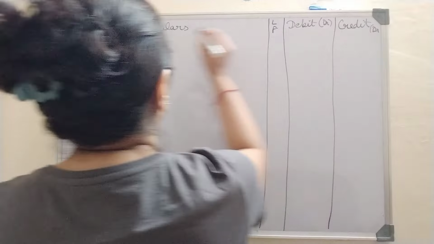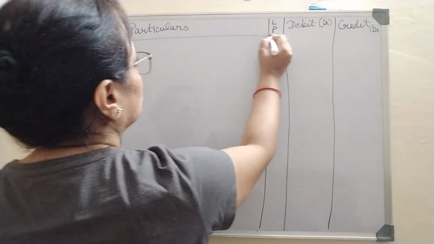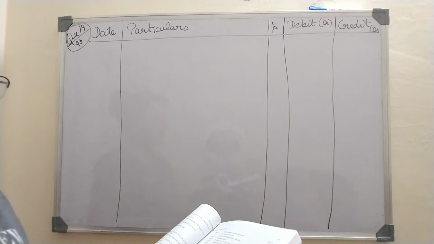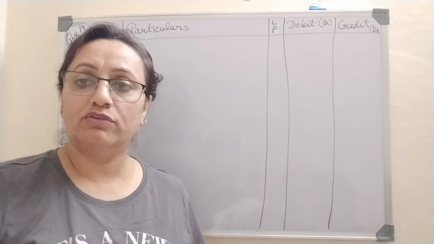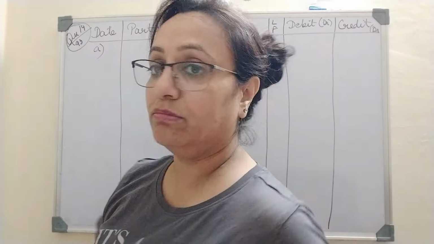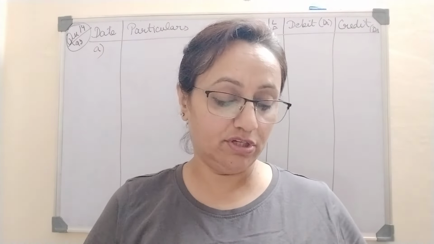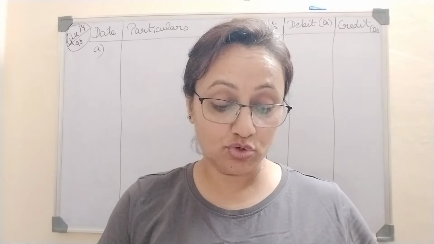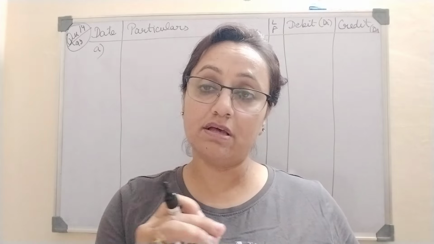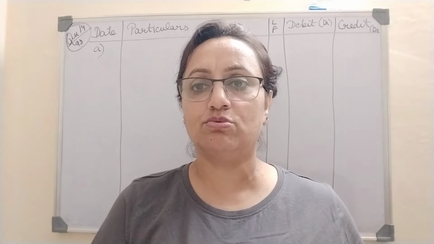This is the format which we have been doing for so many questions. The first transaction, in this the date is not given. So what we will do, in the date column we will write the serial number or the alphabet which is given to us for the transactions. This question is a bit different from the other questions because it is highlighting some difficulties which students face.